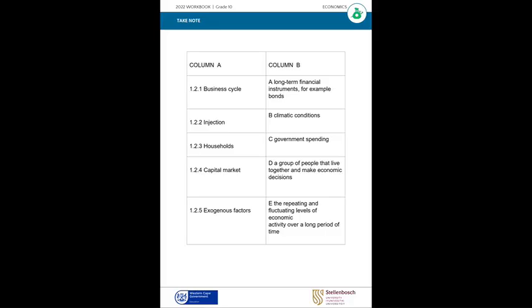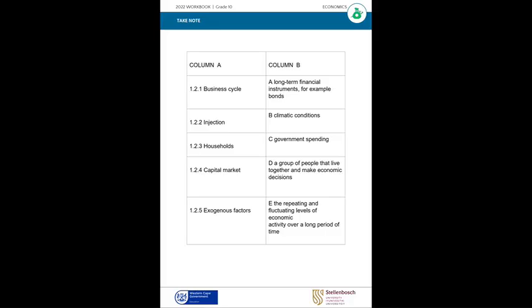Okay, so now we look at B and see what are the options that are given. A talks about long-term financial instruments, example, bonds. I just said to you, long-term investments is dealt with in the capital market. So I know 1.2.4 is A, so I can scratch A out. I cannot use it anywhere else, and 1.2.4 is done.